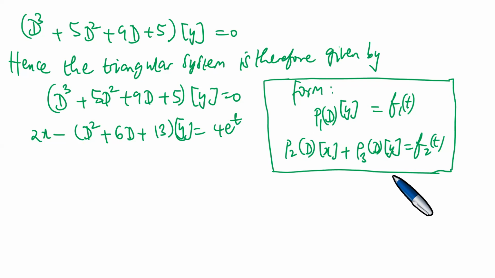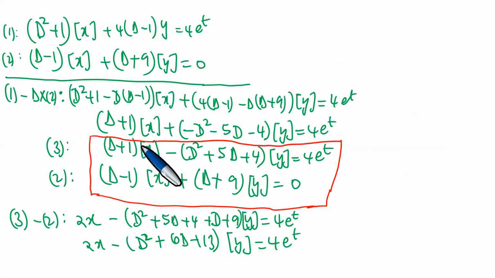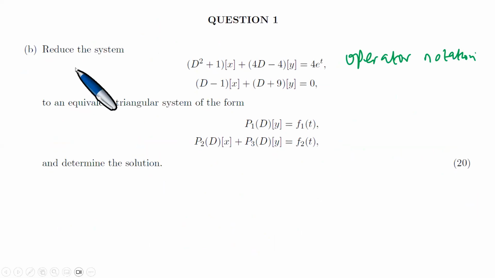Therefore, anyway, we're not done yet, we're still very far, because we're supposed to solve this question. Now we just expressed the triangular system as given by this, but you need to find the answer to this. That's why it's 20 marks. Reduce it to an equivalent triangular system of the form this and determine the solution. So let's find the solution. What is the solution to this? We're going to find the solution to this together, just now.